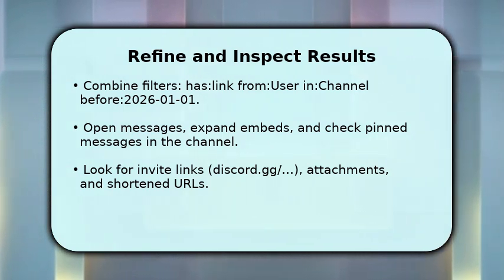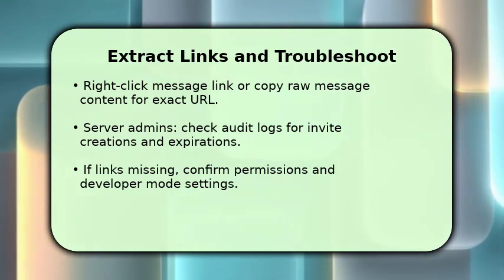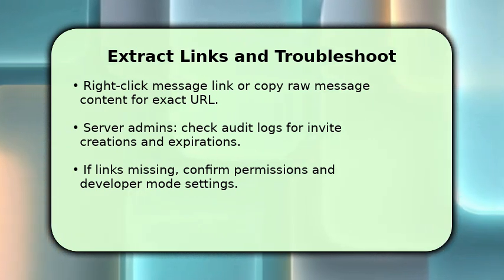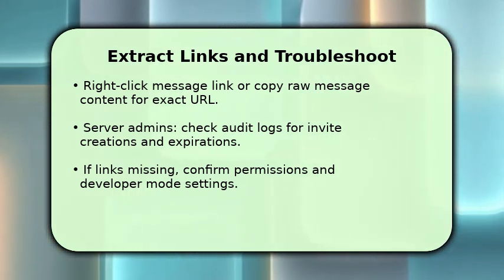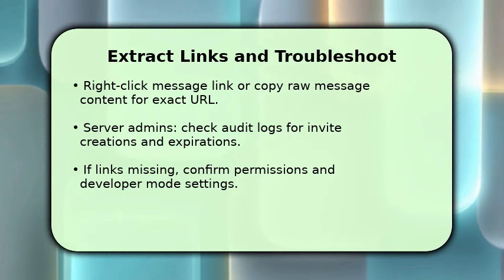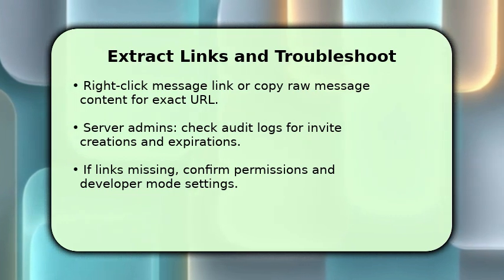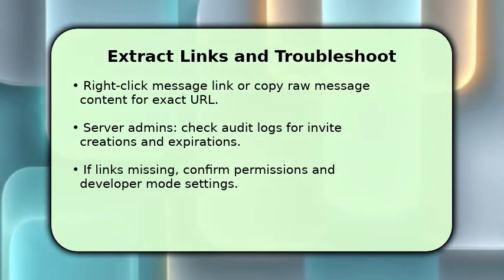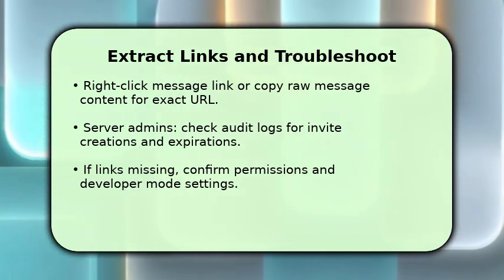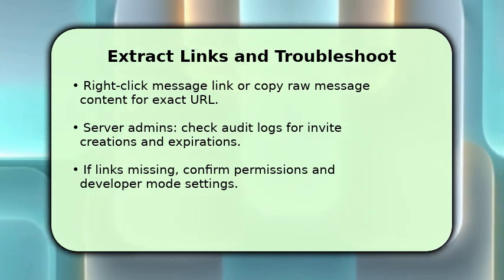To finalize, right-click the timestamp to copy the message link or select and copy the raw text to extract the exact URL. If you're dealing with server invites, server admins should inspect audit logs for created invites and expiration details. Make sure you have permission to view message history. If links appear missing, confirm you aren't blocked, the message wasn't deleted, and developer mode is set if you need user ID. One tip: refresh and rerun "has: link" if results look incomplete.